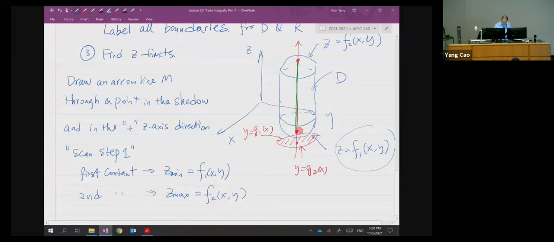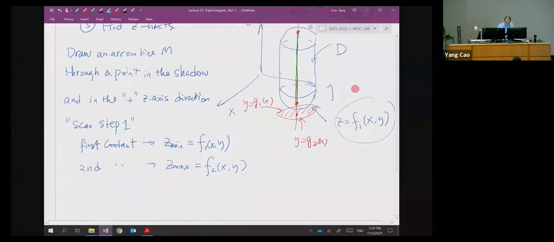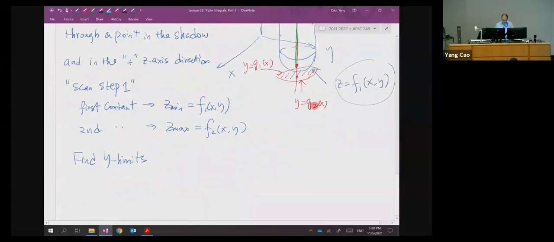So that basically gives you the height from the contact point to the XY plane, which are the two function values. That gives you the Z limits, which is what we plug into the triple integral. Good, this is the first step of the scan. And then we find the Y limits. This will be scan step number 2.